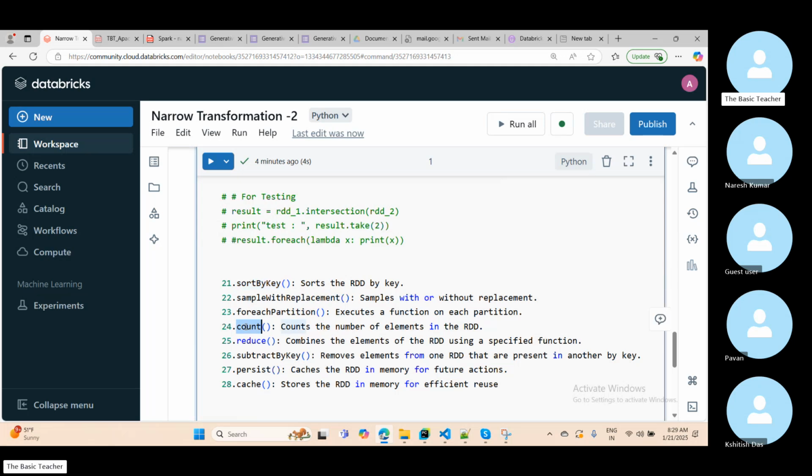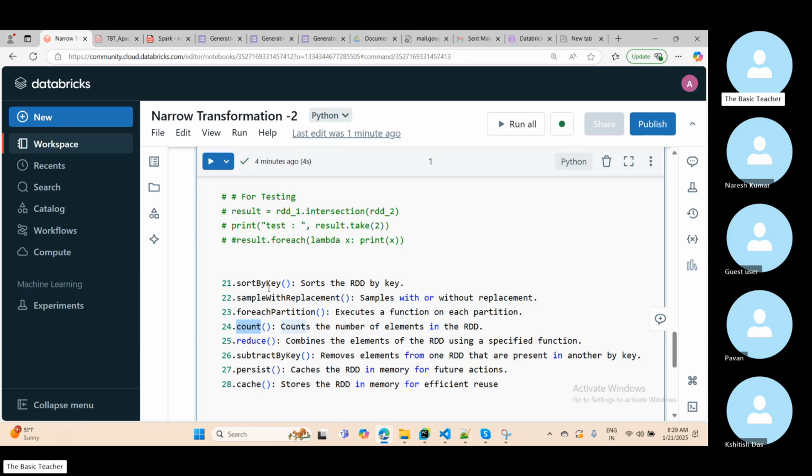Then we have count. Count is for getting the count of whatever data you have. Then reduce. Reduce is useful when you are trying to combine the elements of the RDD using a specified function. And then subtract by key.